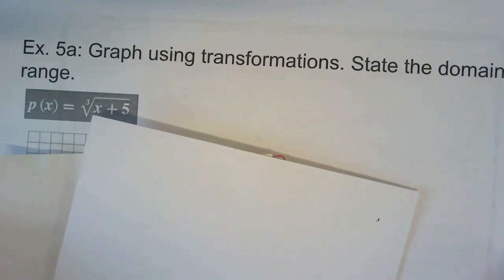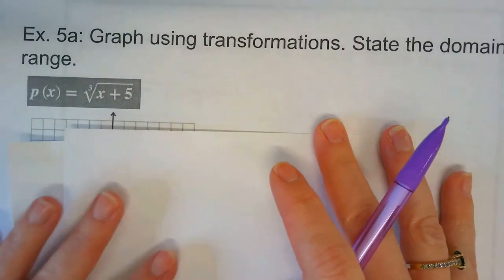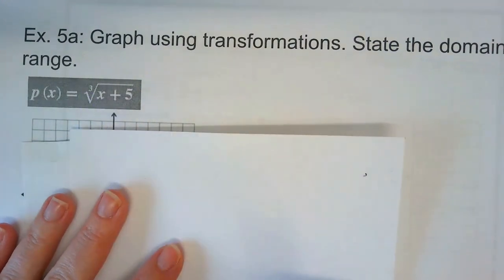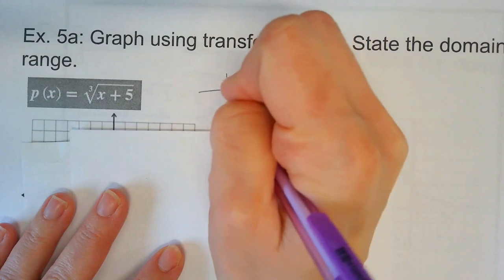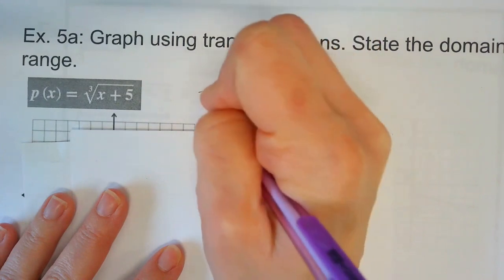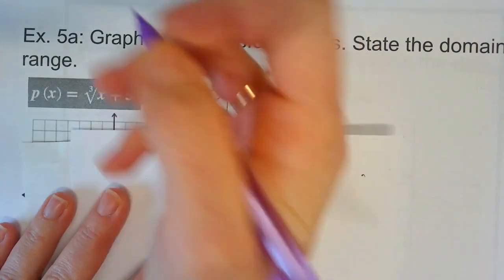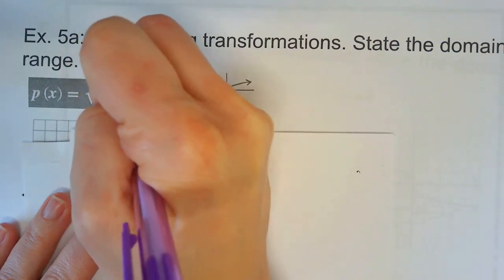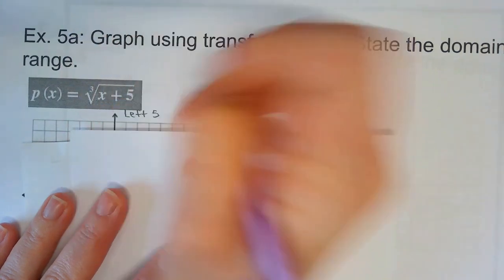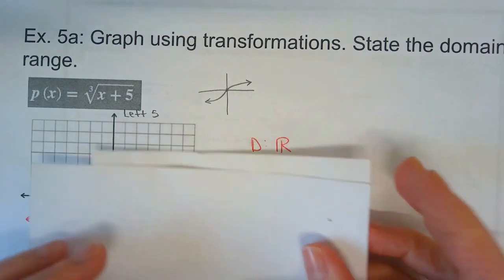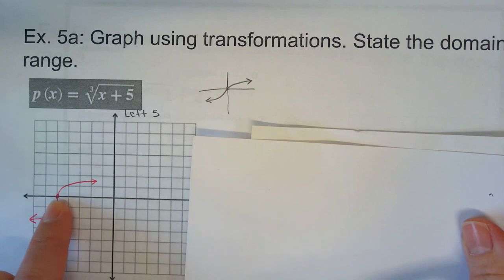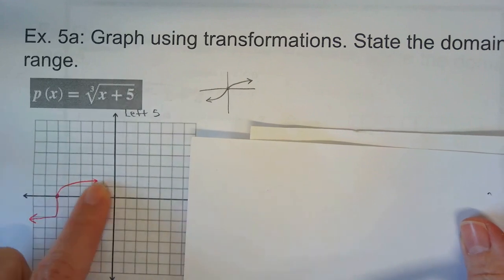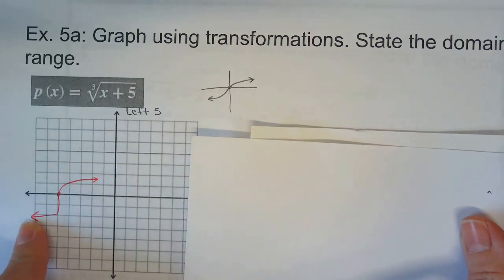You're still going to use your transformations to graph these, but we're going to keep in mind that when we have a cube root, we're going to make that S shape. So originally, I would be here at 0, 0, and I would make my S. This plus 5 underneath here is going to make me go left 5. So I'm going to take my vertex and move it over 5 spots to the left, and then I'm still going to do my S. So draw your S going in that direction.